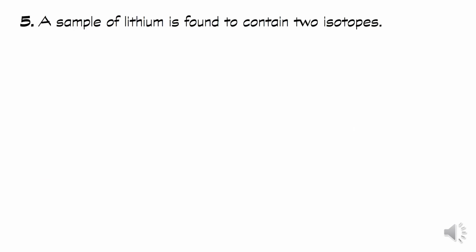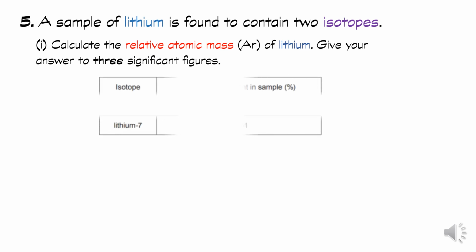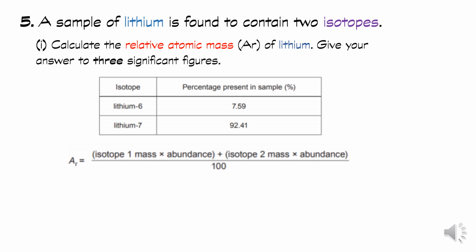Now we're looking at question 5. A sample of lithium is found to contain 2 isotopes. So we're looking at isotopes again. Calculate the relative atomic mass of lithium and give your answers to 3 significant figures. We are given a table and an equation, and now we just have to substitute the numbers into the equation.